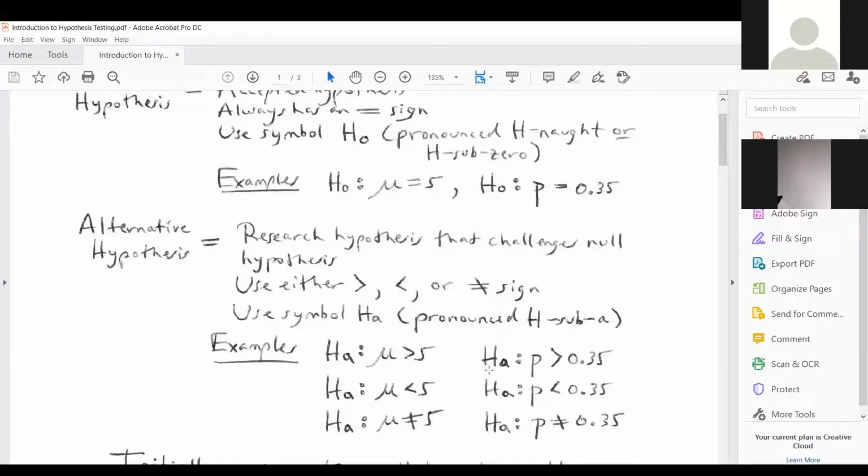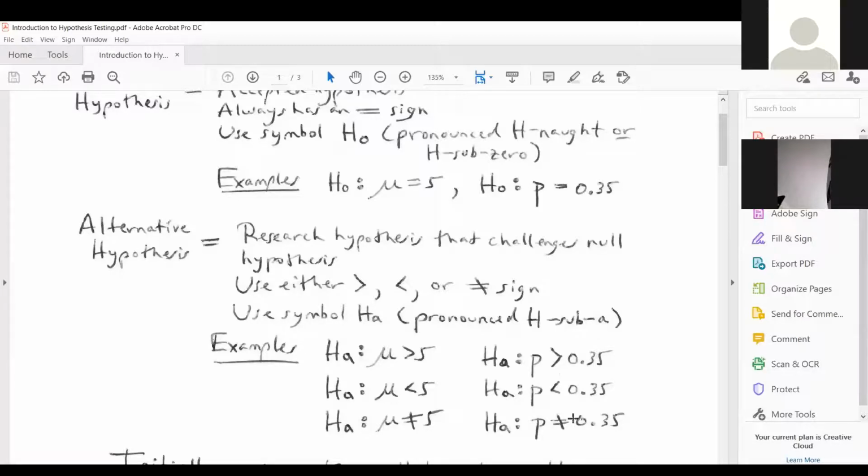Or, as an example of a population proportion, if the null hypothesis is P is equal to 0.35, then one of these 3 would be the alternative hypothesis. Either P is greater than 0.35, P is less than 0.35, or P is not equal to 0.35.